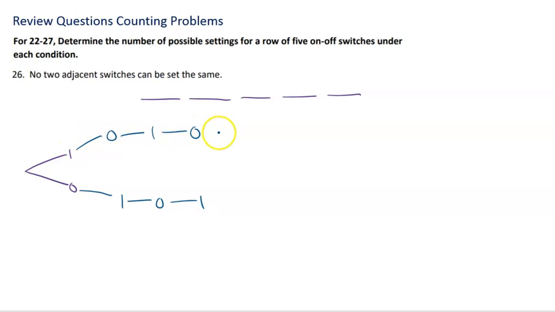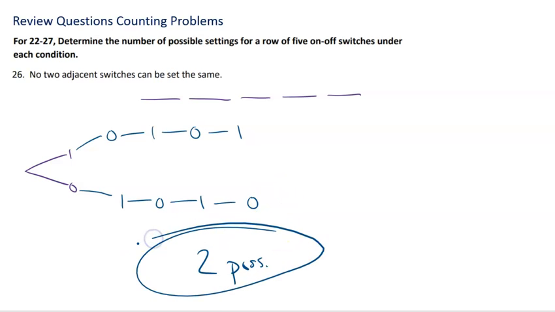I got one more switch. If this one's off, it has to be on. If this one's on, it has to be off. Wow, that's only 2 possibilities if we do that. Alternating, you either start with on and you alternate, or you start with off and you alternate. So this is 1, 0, 1, 0, 1 and 0, 1, 0, 1, 0. Just 2. Weird problem. All right, come back for part 3 and we'll work on problems 27 on.